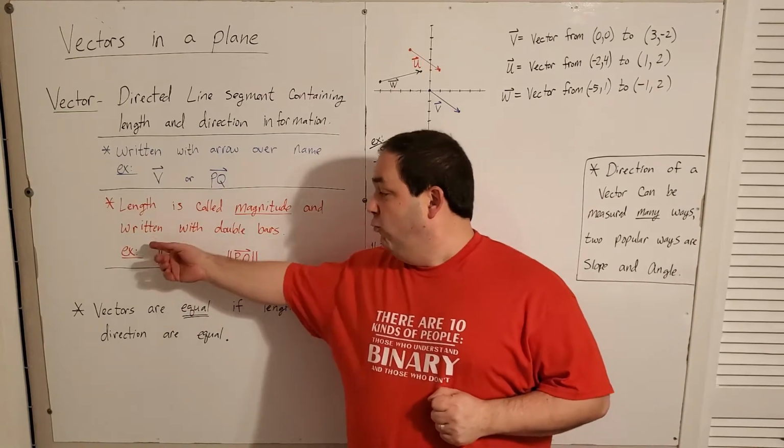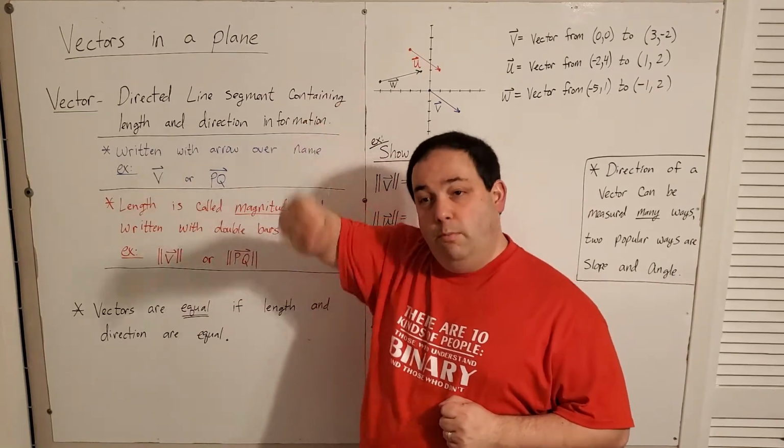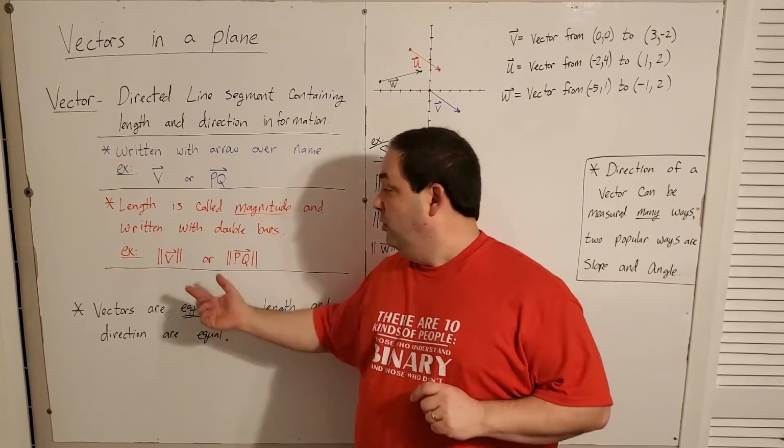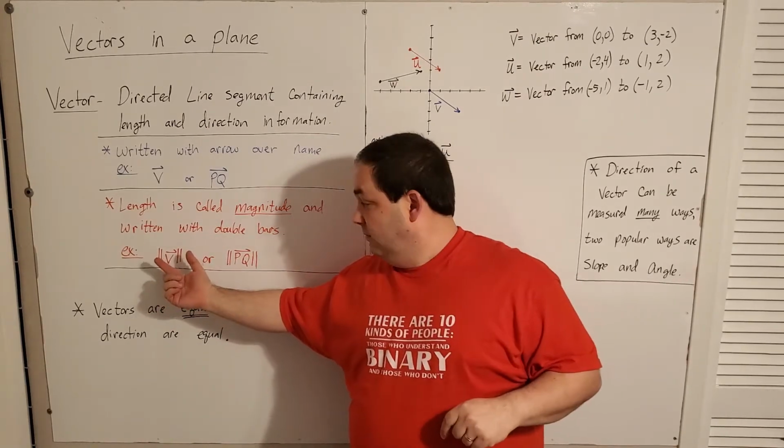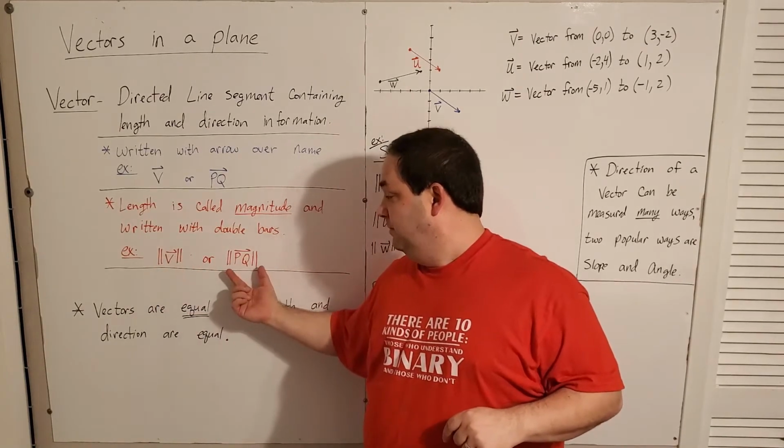Okay, the way we write this is with these double bars. They look like absolute value almost, just two of them, like this or like this.